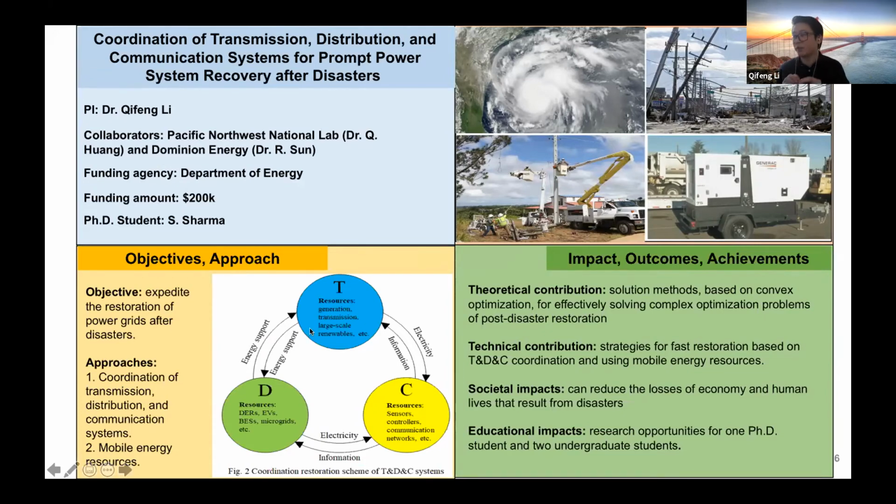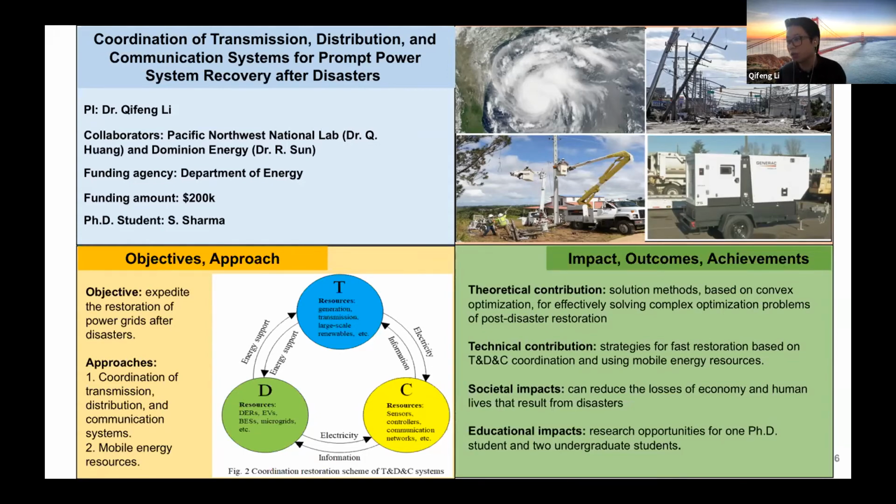In this project, we include some new elements like the coordination of the three parts of the modern power system: the high voltage transmission system, the low voltage distribution system, and the communication system. And we also introduced some new technologies, for example, the mobile energy resources, as well as repair crews.